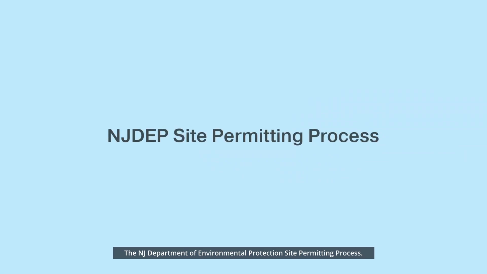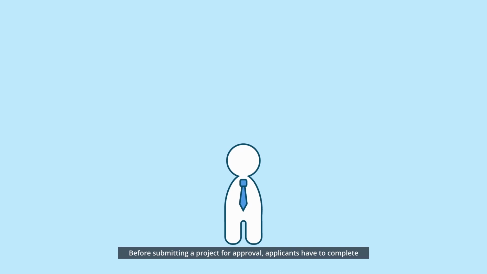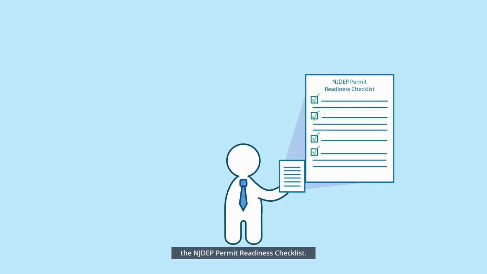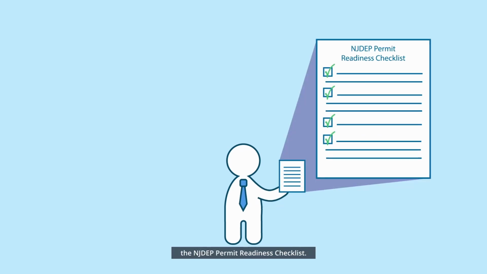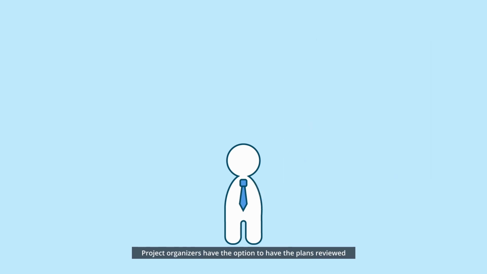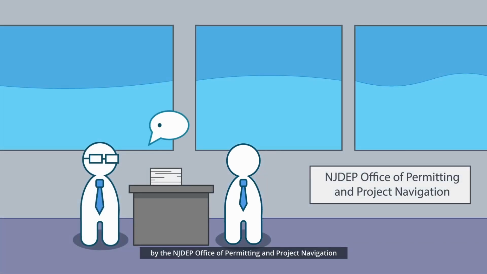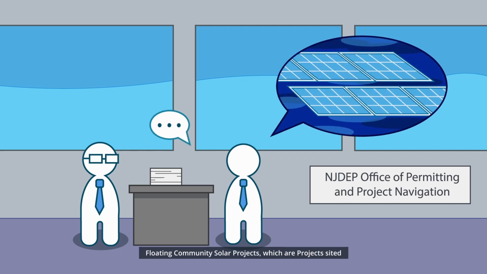The New Jersey Department of Environmental Protection site permitting process. Before submitting a project for approval, applicants have to complete the NJDEP permit readiness checklist. Project organizers have the option to have the plans reviewed by the NJDEP Office of Permitting and Project Navigation to identify the permits needed and other possible issues. Floating community solar projects, which are projects sited to float on bodies of water, must meet with the NJDEP Office of Permitting and Project Navigation before an application is submitted.